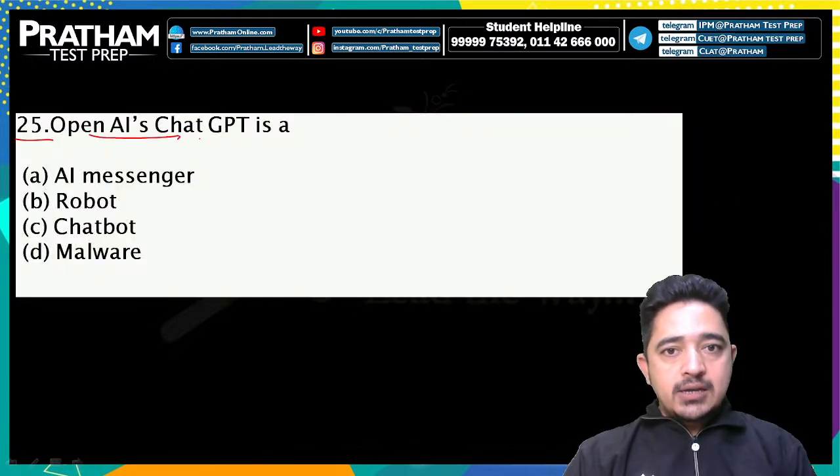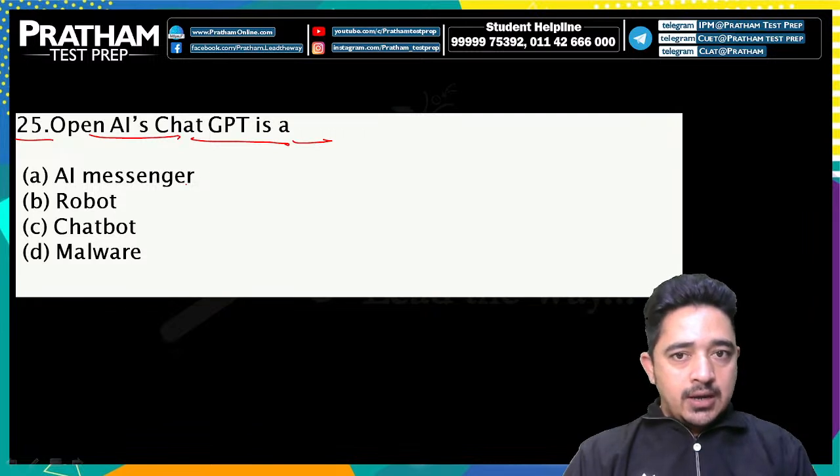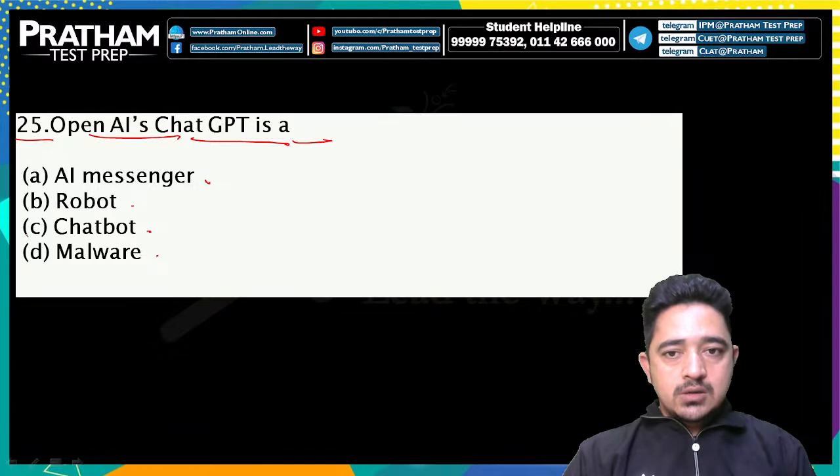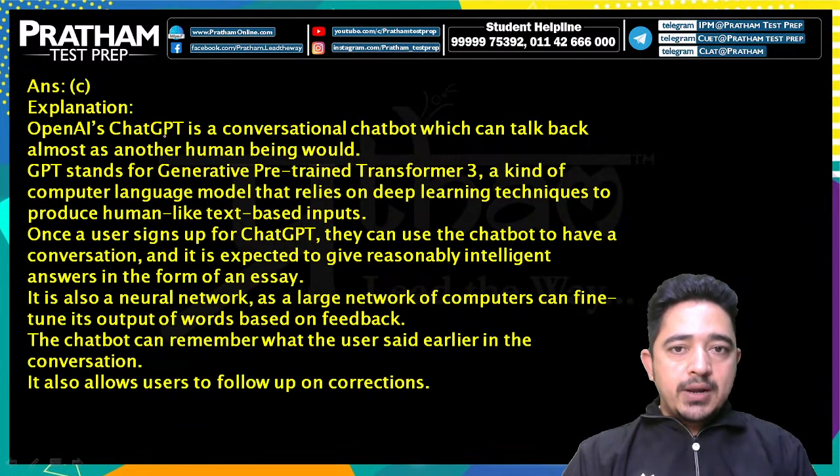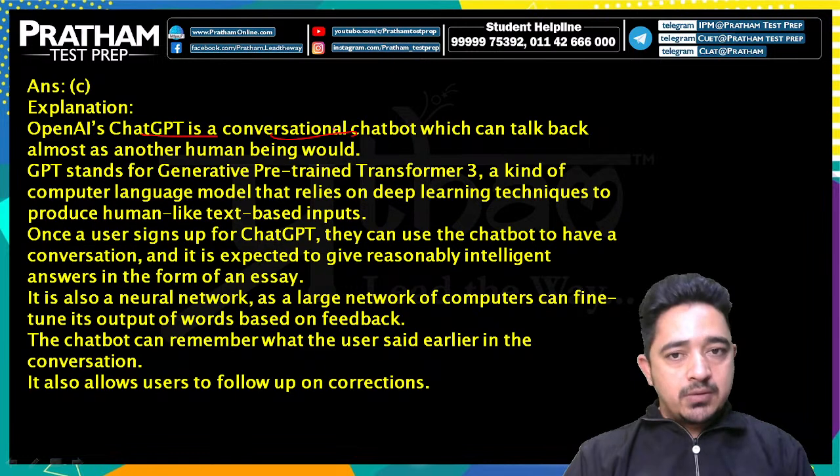25th, OpenAI ChatGPT is what? AI messenger, robot, chatbot and malware. So it's a chatbot. So OpenAI ChatGPT is a conversational chatbot which can talk back almost as another human being would.